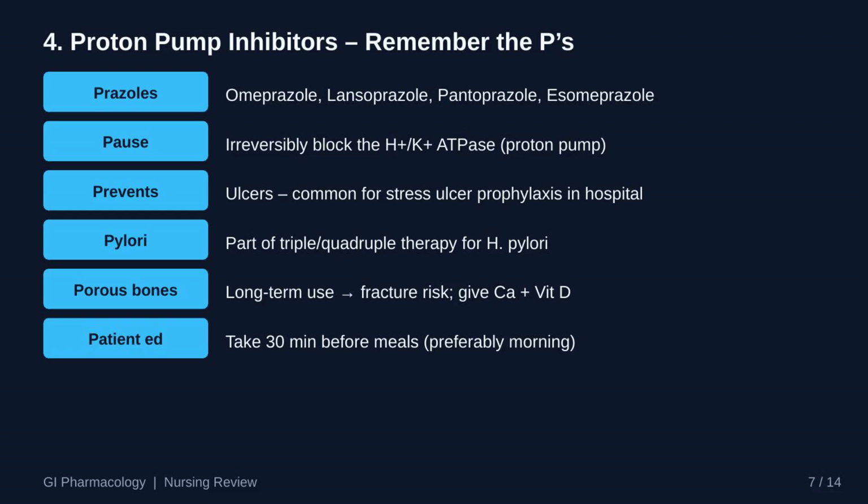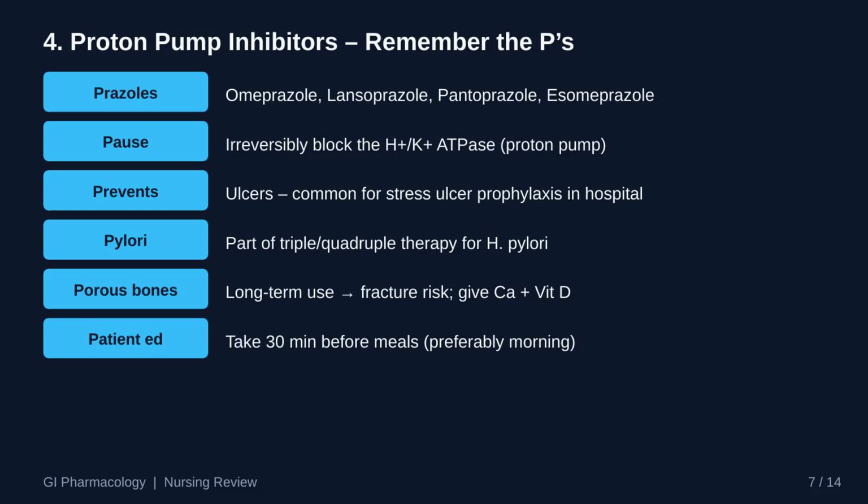Proton pump inhibitors, or PPIs, irreversibly block the proton pump. Remember the Ps, prazoles such as omeprazole and lansoprazole. They pause acid production, prevent ulcers, treat H. pylori, can cause porous bones with long-term use, and patient education is to take them 30 minutes before meals, preferably in the morning.